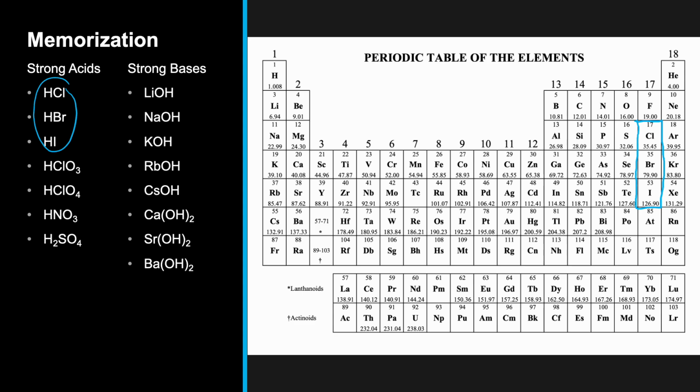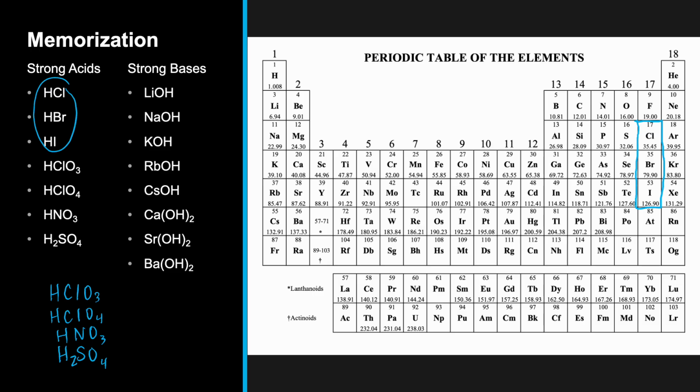Our other strong acids, I use a little jingle to help my students remember. It is ClO, NO, SO, 3, 4, 3, 4. So ClO, NO, SO, 3, 4, 3, 4. And then you go ahead and add your hydrogens. So the first 3 are only single hydrogens because all 3 of those polyatomic ions have a -1 charge. However, with sulfate, that has a -2 charge, so that needs 2 hydrogens. So those are our 7 strong acids.